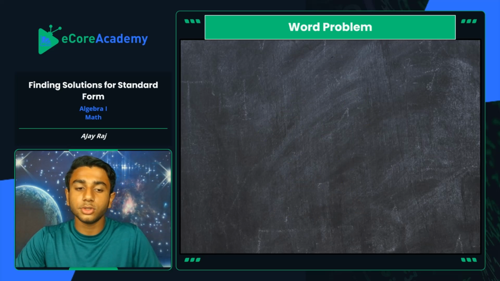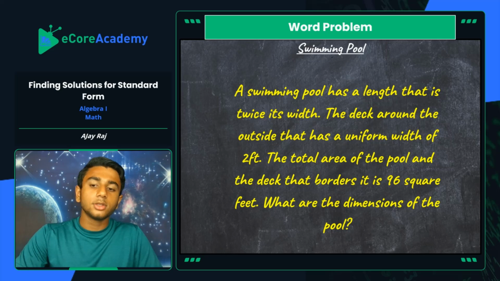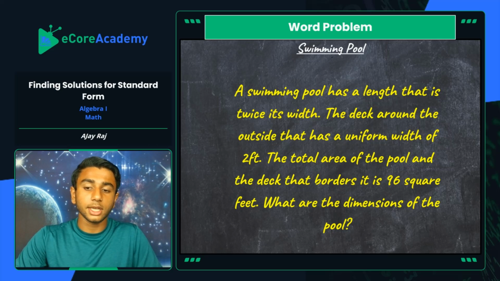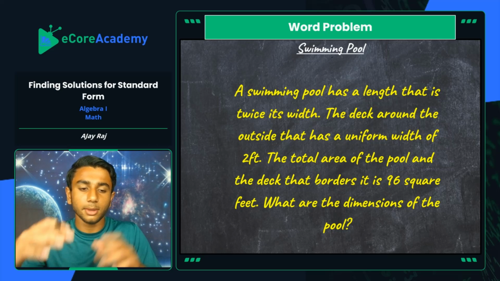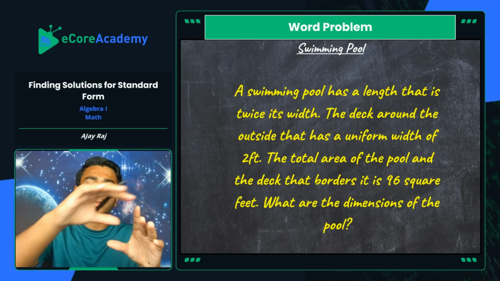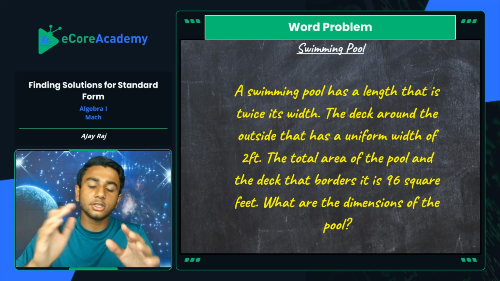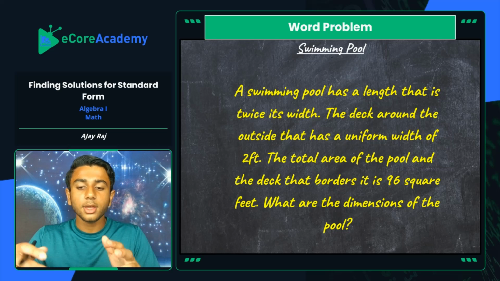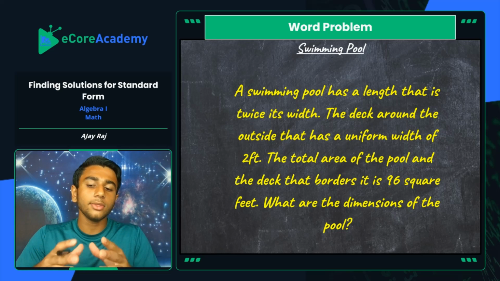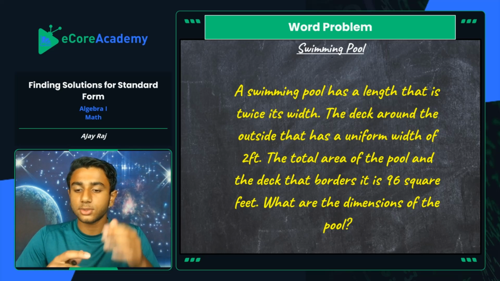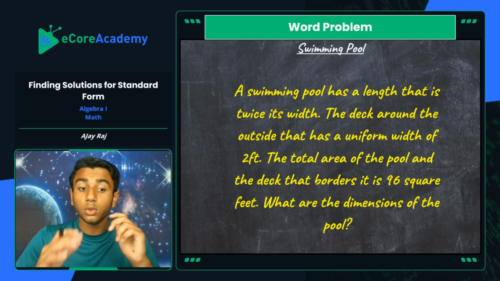All right, now let's move on to a final word problem to really round it out. So this word problem is going to be all about a swimming pool. So a swimming pool has a length that is twice its width. The deck around the outside has a uniform width of 2 feet. So if you think about the actual swimming pool itself, you have this little walkway that goes around it. It's 2 feet in width. The total area of the pool and the deck that borders it is 96 square feet. What are the dimensions of the pool itself?